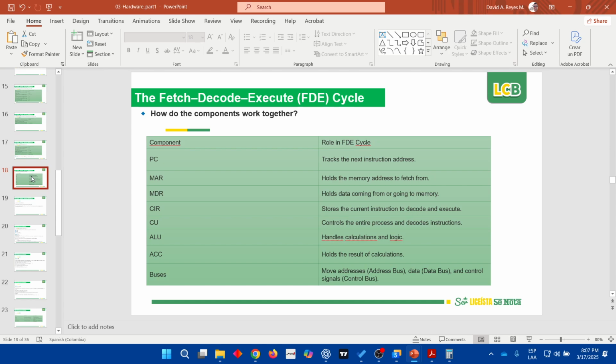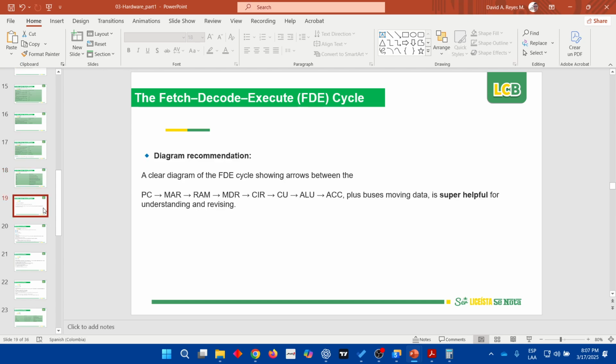Okay, so this is a kind of diagram of the way that this is performed. First PC, then MAR, then RAM, then MDR, then CIR, then CU, then ALU, then ACC.